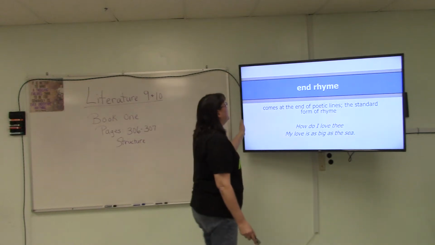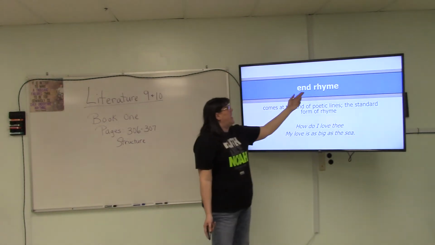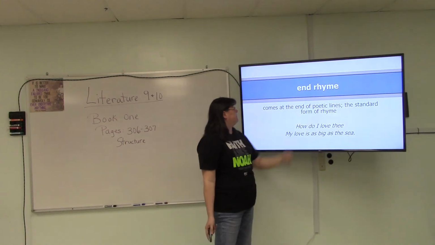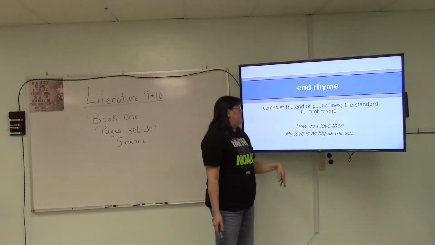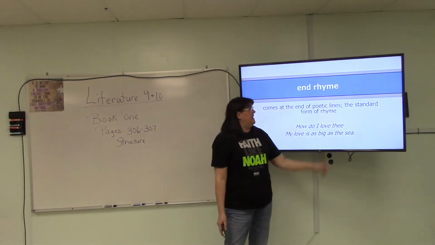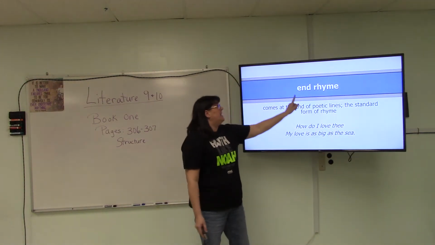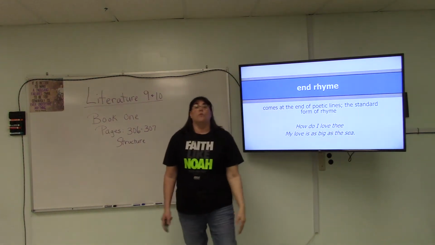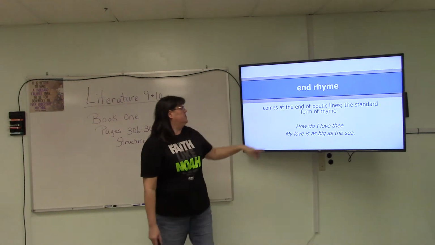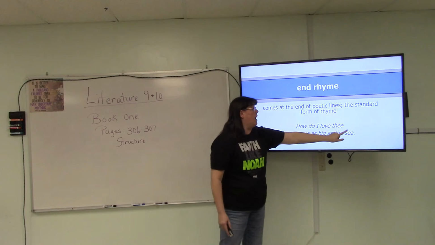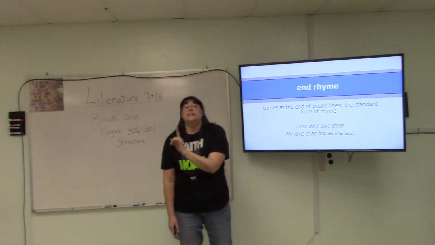And here's another one, end rhyme. This is simple, it's what it says. At the end of the line, there's a rhyme. So it comes at the end of the poetic lines. How do I love thee? My love is as big as the sea. The last word here and the last word here match and rhyme. It's called an end rhyme, where the words end. Not all poems have end rhyme, but when these 2 lines, the last words rhyme, it's called end rhyme. If there's a rhyme at the end.